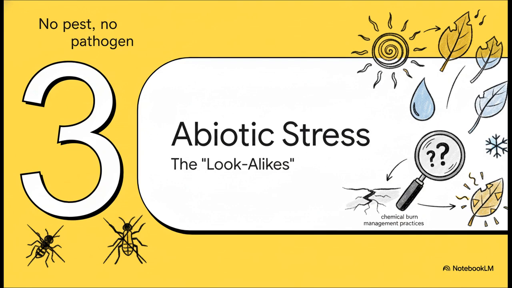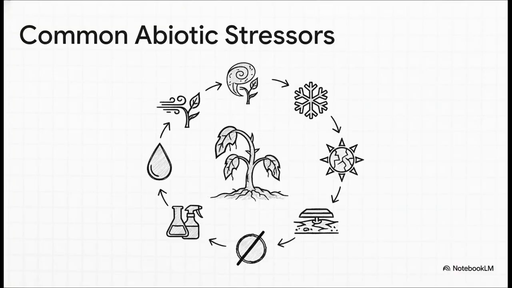This is abiotic stress, damage from the environment, and it creates symptoms that are dead ringers for pest damage. These are the lookalikes, the imposters that can send your whole investigation off track. And the list of these non-living bad guys is pretty long.